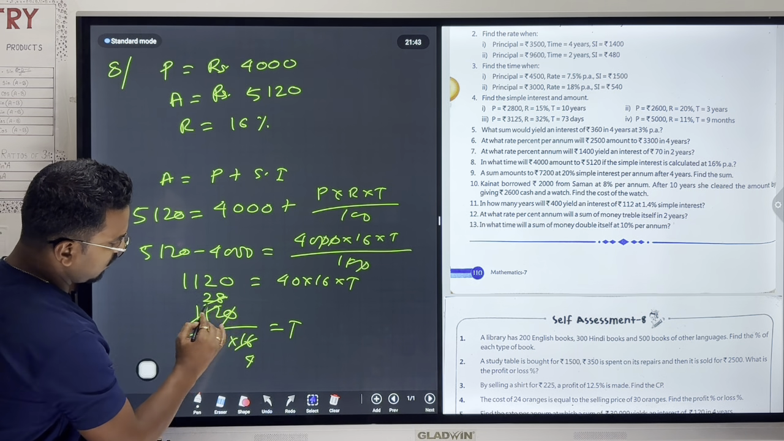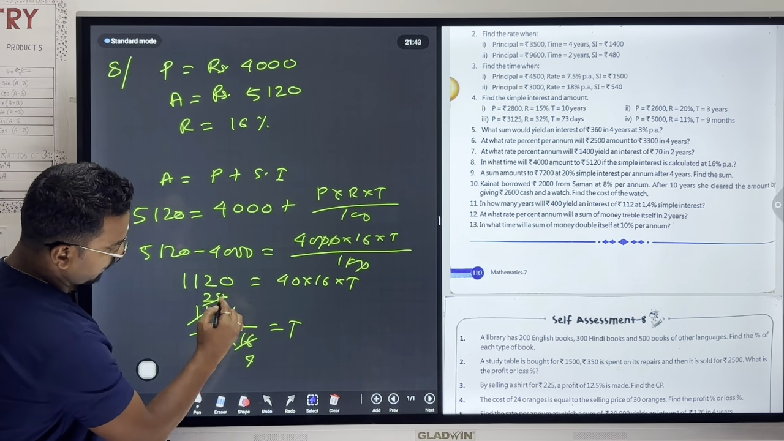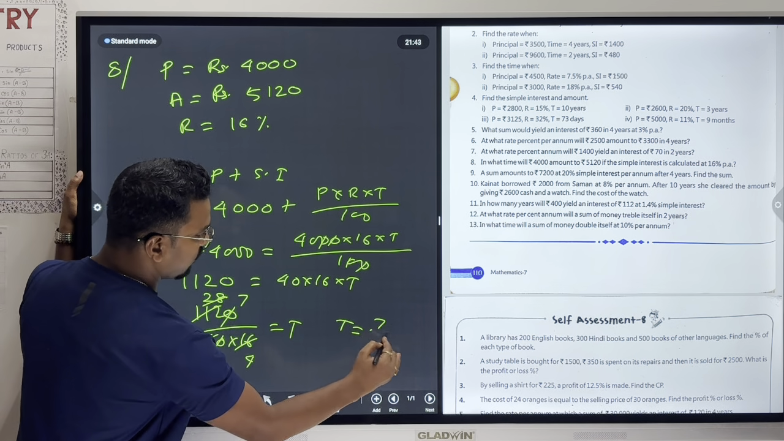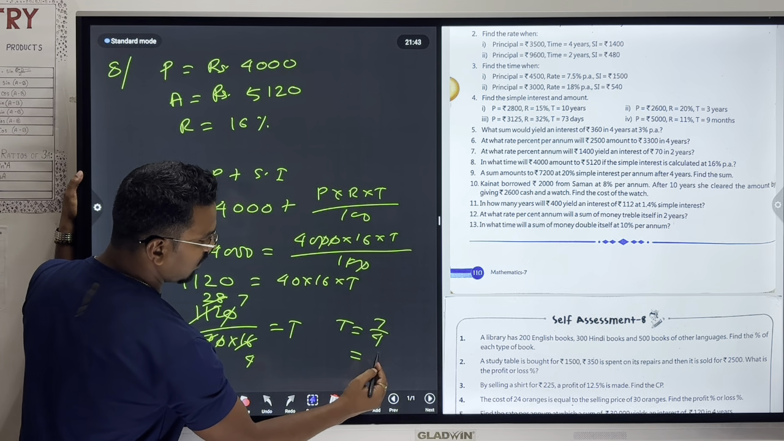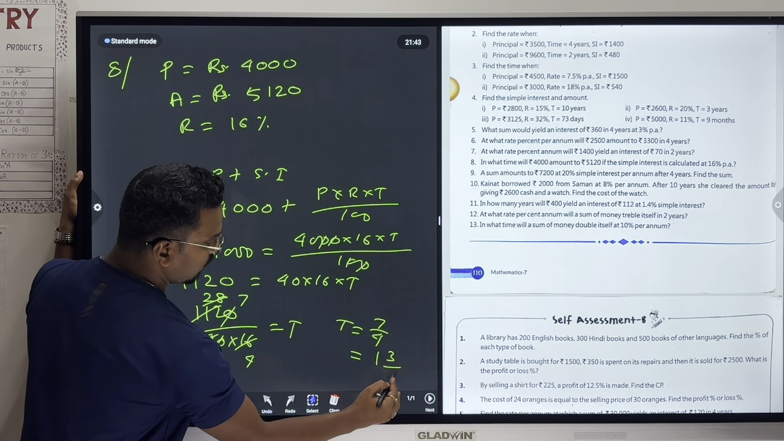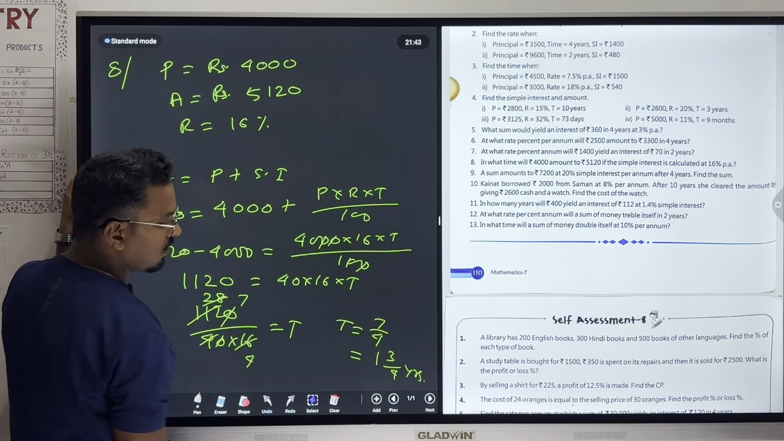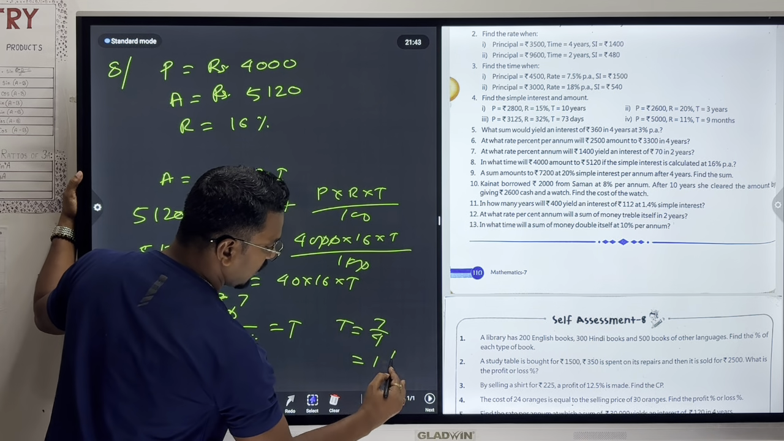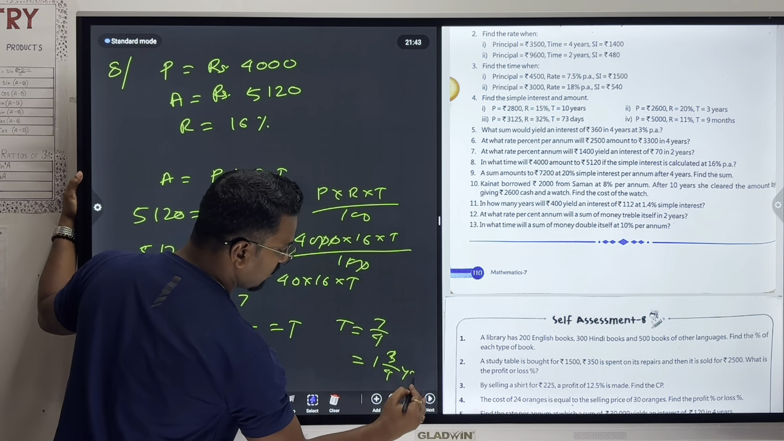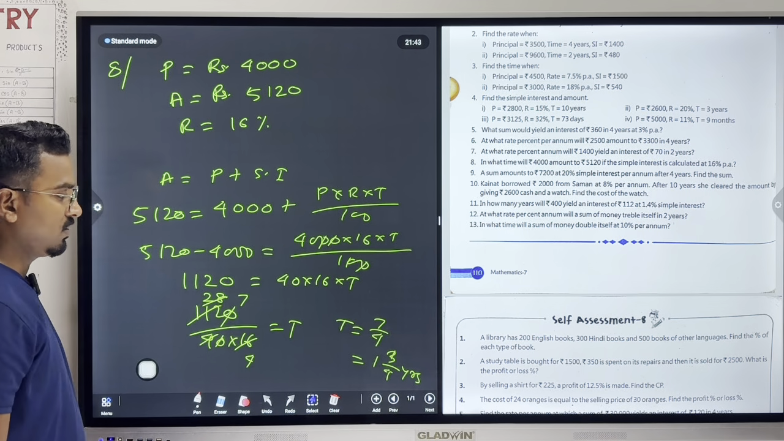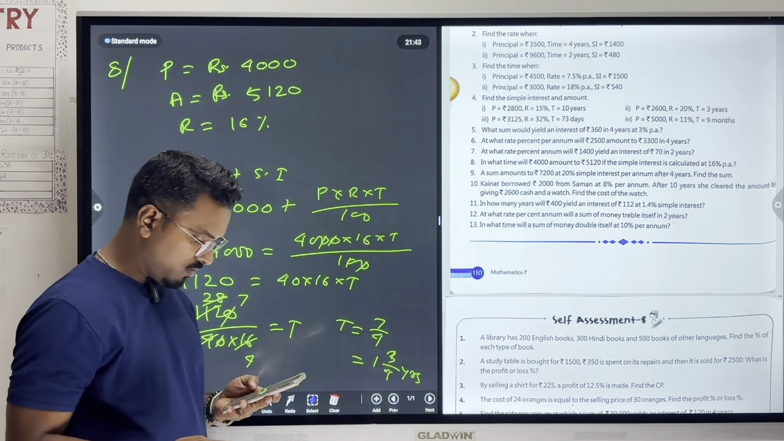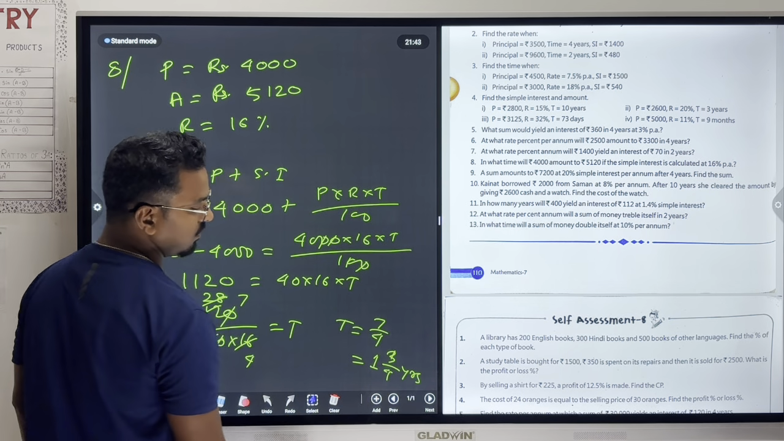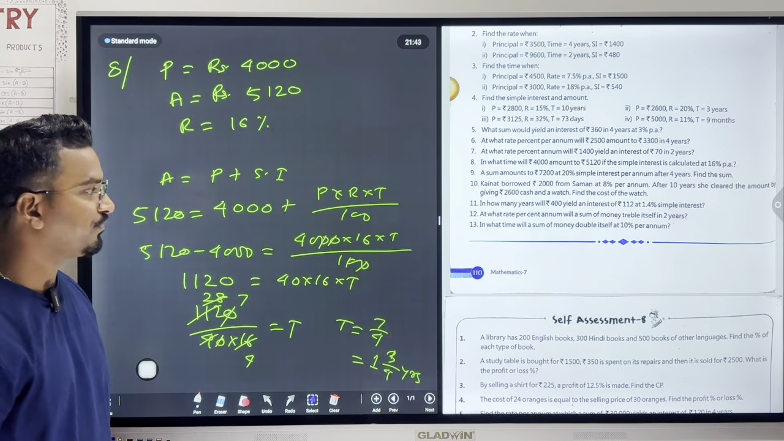So what will be the time? 0 0 will get cancelled. 4 2s are 8, 4 8s are 32. Okay, so if you divide, 4 4s are 16, 4 7s are 28. So time is equal to 7 by 4, or if you convert it into a mixed fraction, it will become 1 3 by 4 years. Let me see what the answer is. Okay, the correct answer is 1 3 by 4 years.